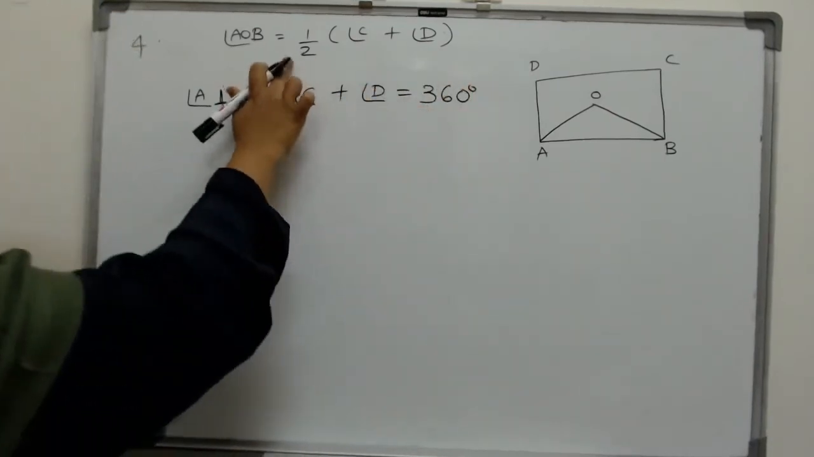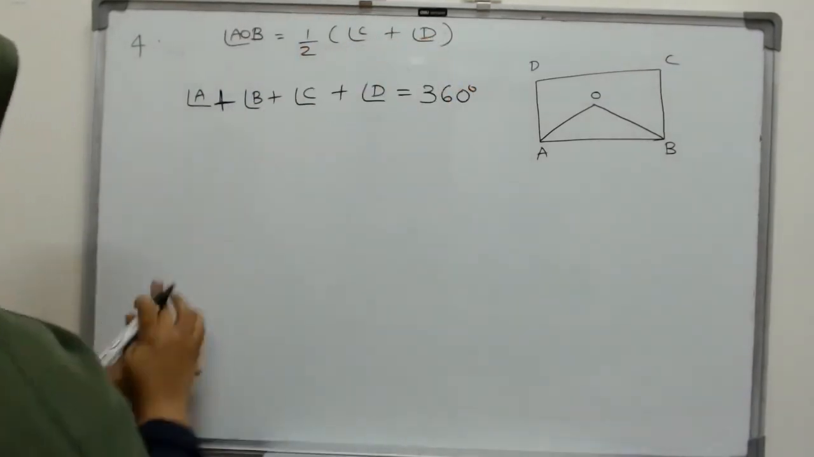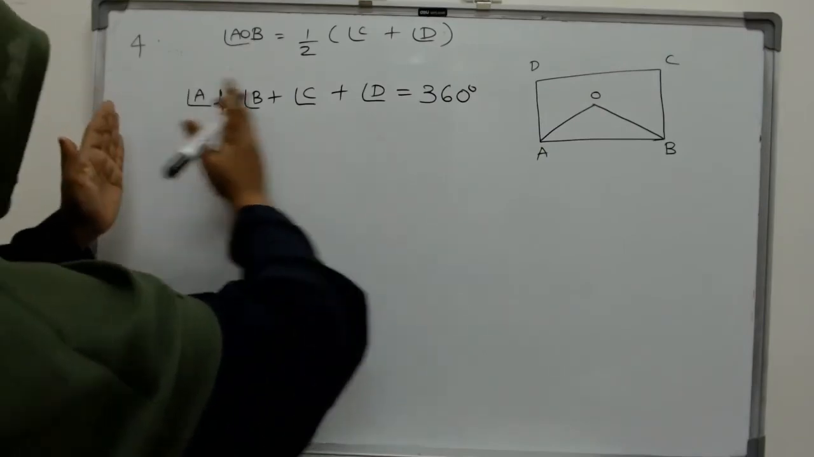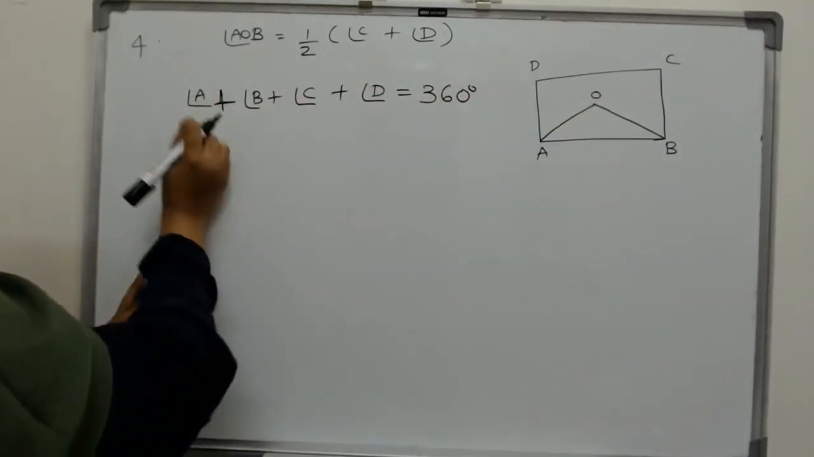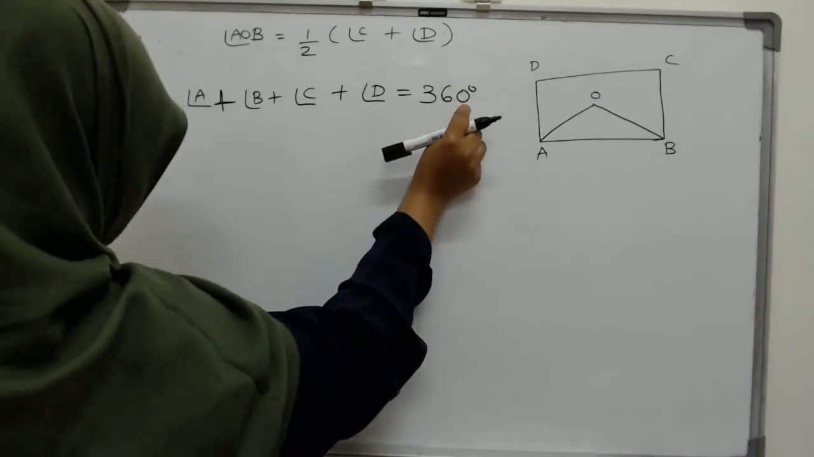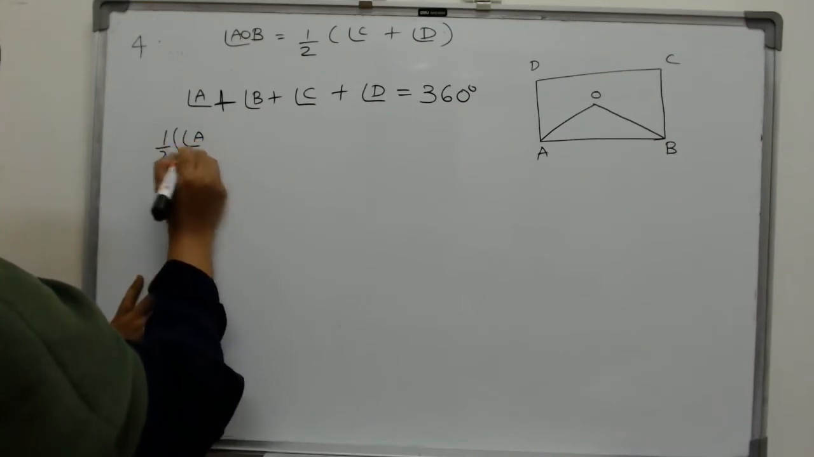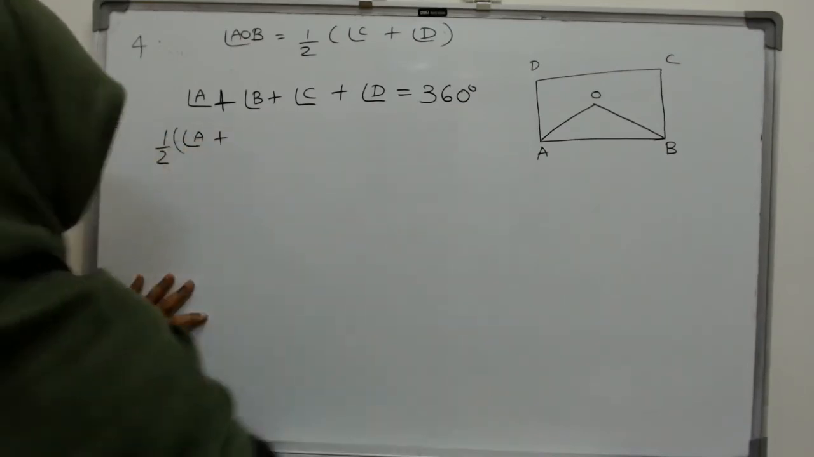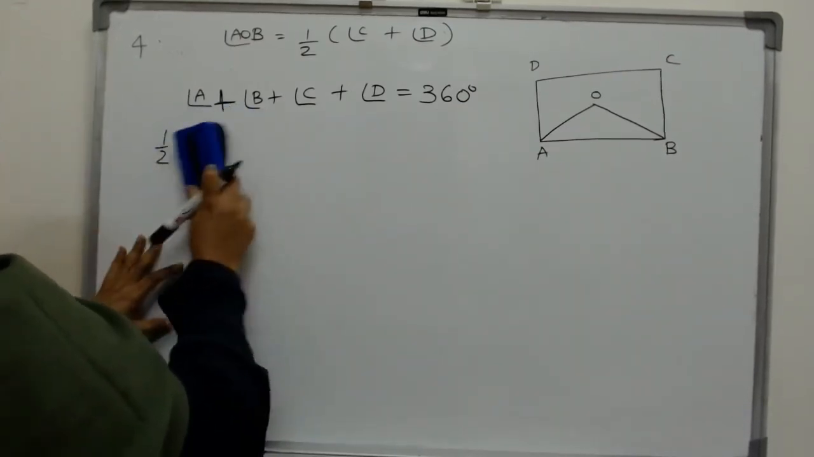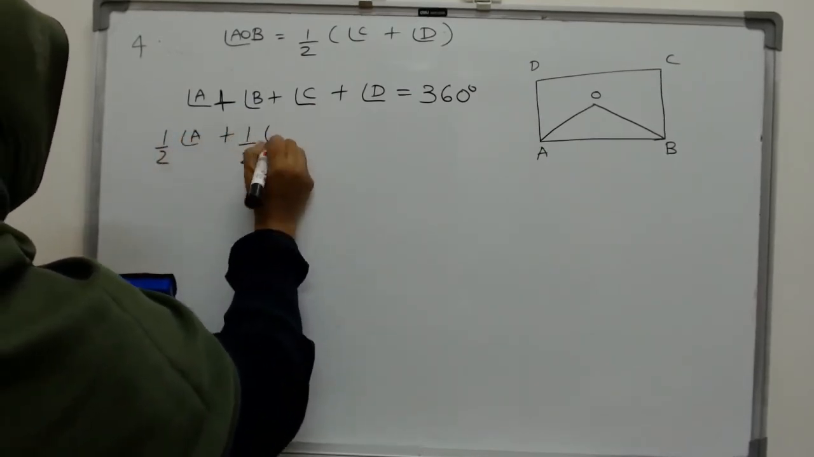But then look at the question. The question talks about half of angle C plus angle D. So what if we half it throughout? That means we take the half of each term, and do not forget to take the half of this side also. So we have half of angle A plus angle, I will write half for each one separately. So we are going to take the half of each term.